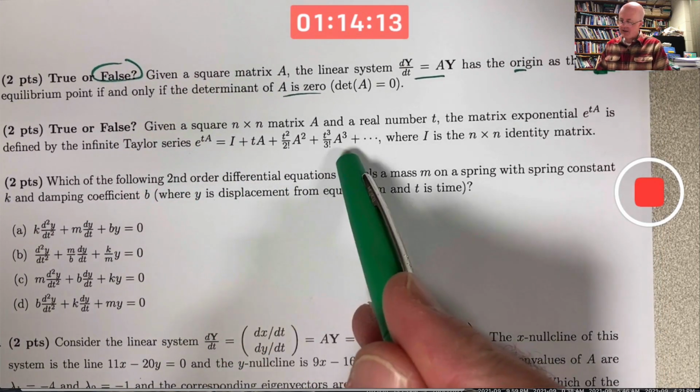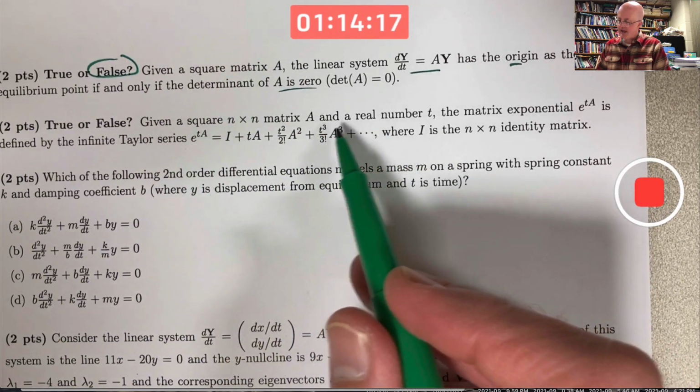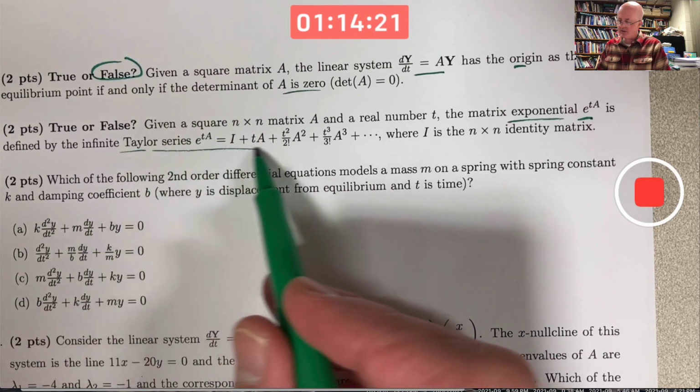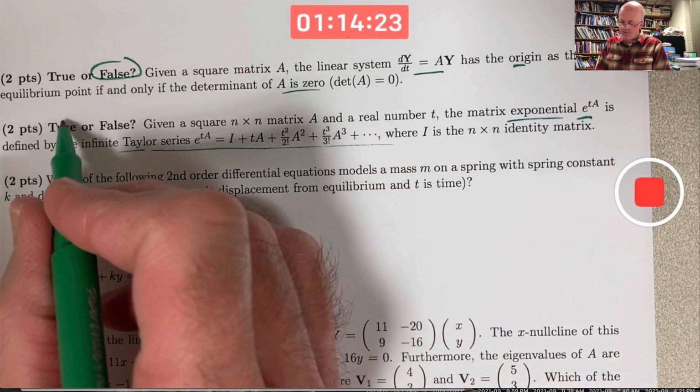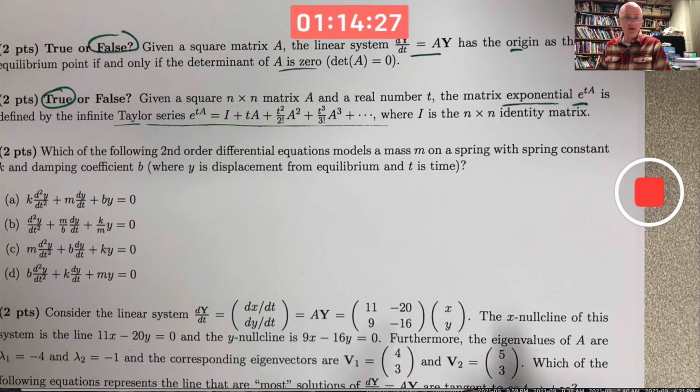This one was related to the formula for the matrix exponential. Given a square matrix A and a real number t, the matrix exponential e to the tA is defined by the infinite Taylor series. Yes, that's what I told you. That's true. Okay, that's the definition of it. Number 11.